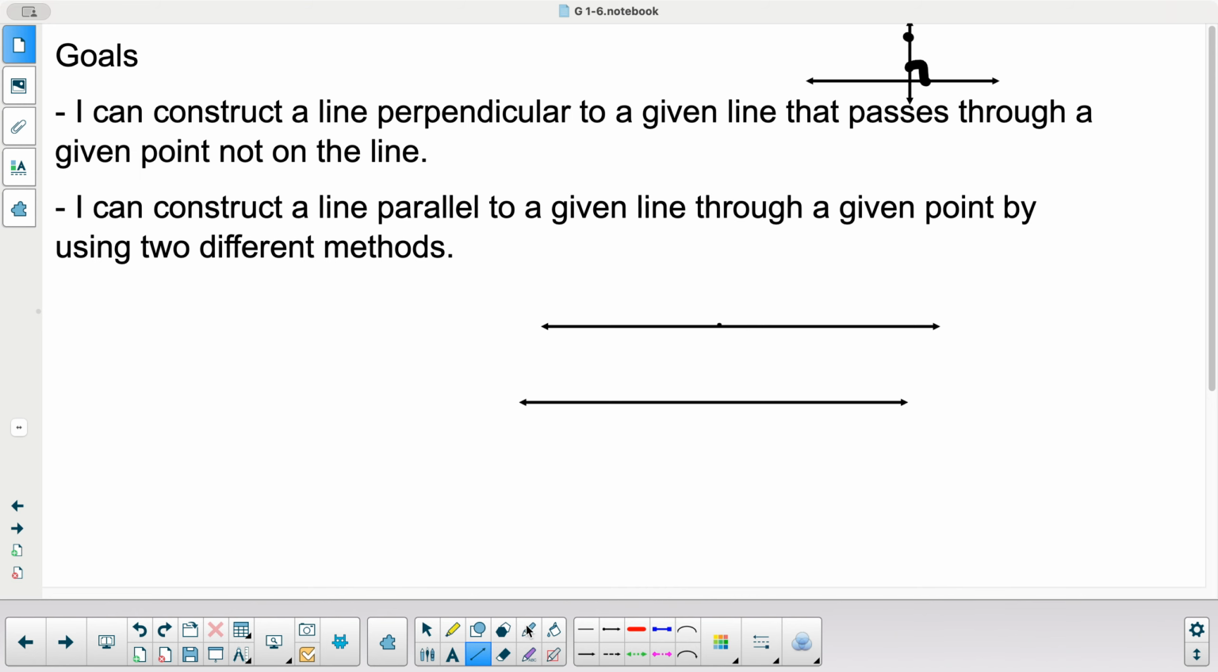So parallel, make sure you know the parallel symbols. You got arrows on the lines. It can be one arrow or a pair of arrows. That means that these two lines are parallel. That means that line M is parallel to line N. Okay?